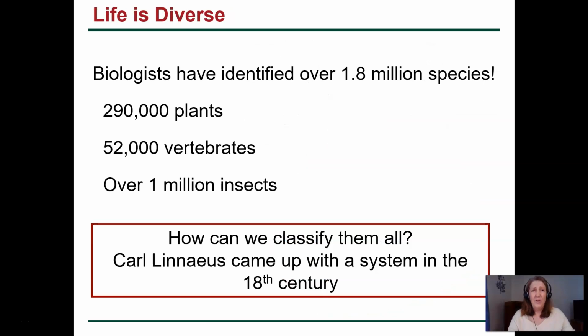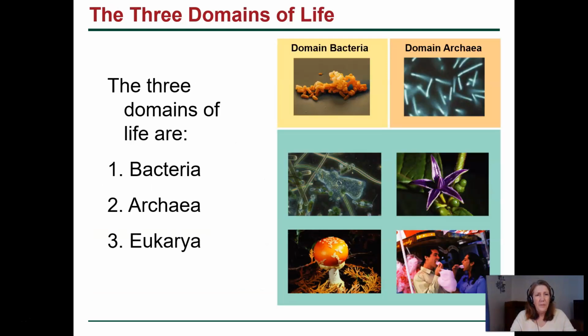So life is diverse. We have over 1.8 million species. And how are we going to classify them all? So this guy, Carl Linnaeus, came up with a system in the 18th century. And we still use that today, although we have added to it. So we've got the 3 domains of life. If you look on your study guide, you've got list the 3 domains of living organisms and briefly describe the types of organisms found in each. So the 3 domains are going to be bacteria, archaea, and eukarya.